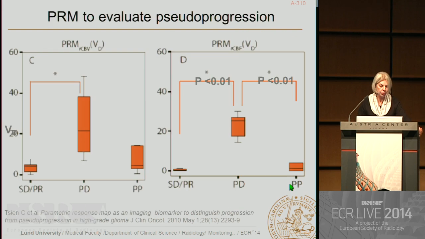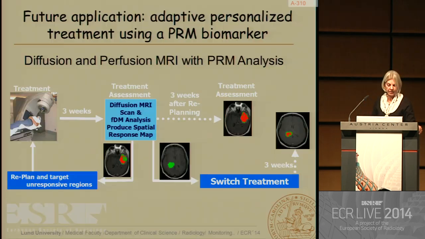And when you do the statistics, we can see by using the cerebral blood flow in this case, you can get a significant statistical difference between patients with stable disease or partial regression compared to those with progressive disease and those with pseudo-progression. So there are distinct differences in the values for the cerebral blood flow on the parametric response maps. So that might be a useful marker as well.